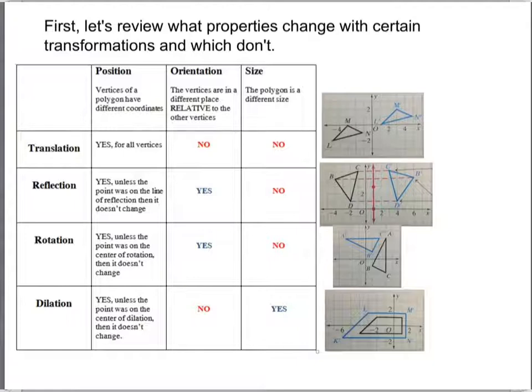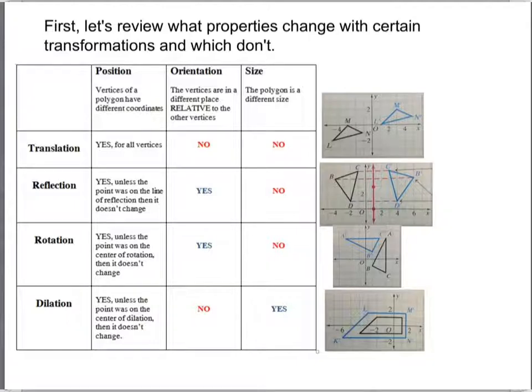Position, all right, and that is literally just the coordinates of the vertices. The orientation is the coordinates of the vertices relative to each other, or the position of the vertices relative to each other, and the polygon and the size. Okay, so those three things we're going to look at. Do they change under the transformations to the left, or do they not change?